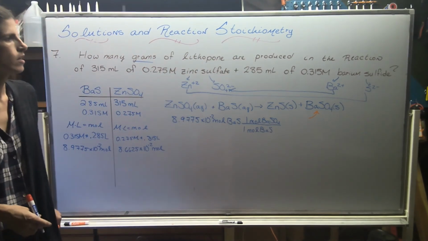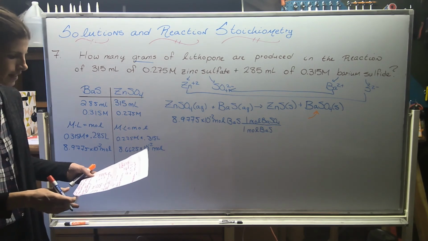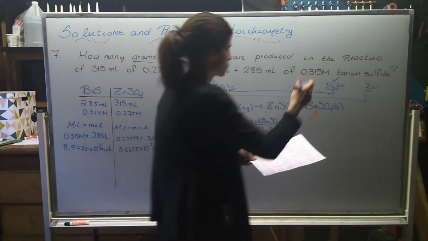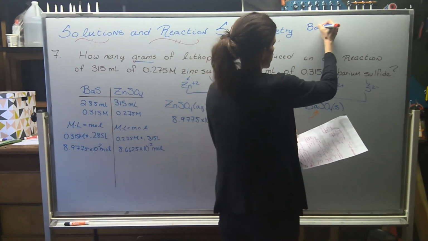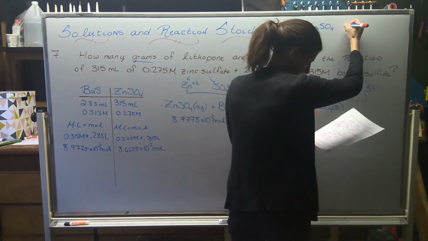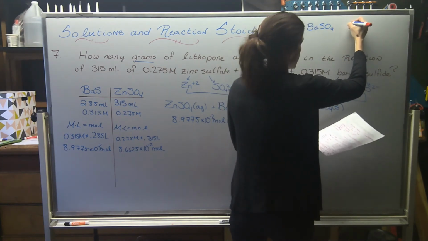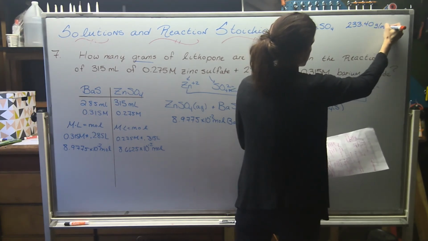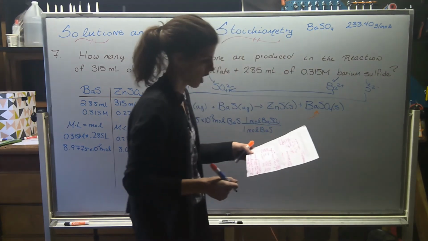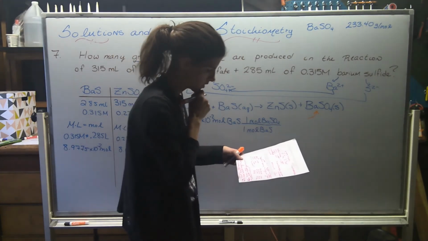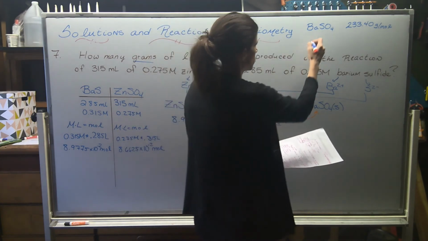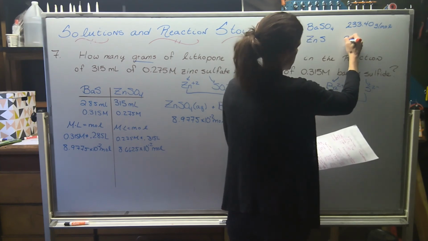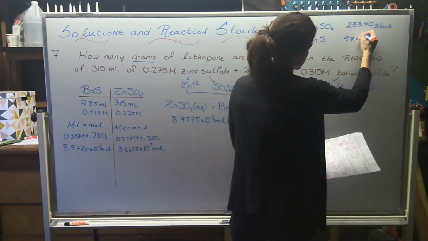We do need grams. And so ahead of time, I did calculate the molar mass of barium sulfate. So for barium sulfate, we're looking at 233.40 grams per mole. That's 1 barium, 1 sulfur, and 4 oxygens. Eventually, we're going to need the zinc sulfide as well to calculate the grams that are formed. So that one's going to be 97.46 grams.